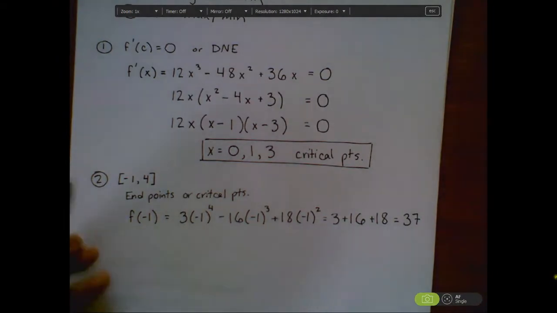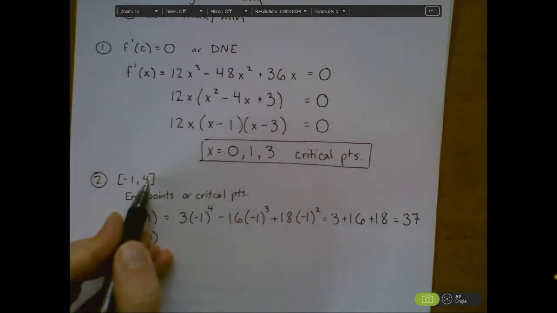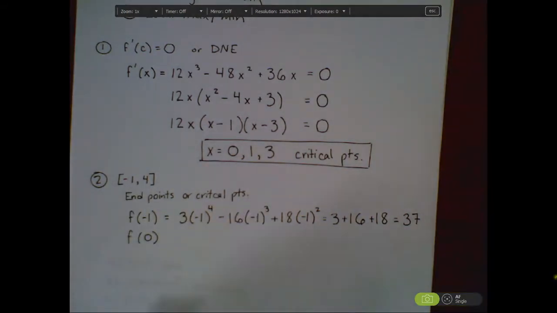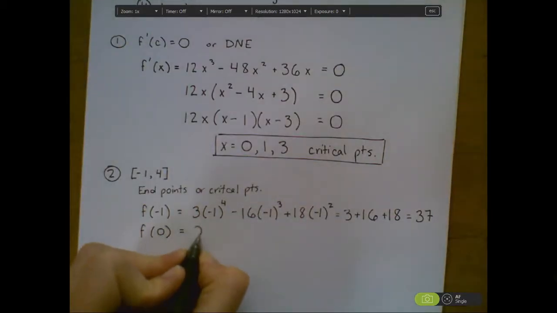And now let's do our next. I'm just going to go in value of x's. It doesn't matter what order I go in. I could do the endpoints first and the critical points next. But f of 0 is something easy. I can do it in my head. I can look at my original function. I see 0, 0, 0. So f of 0 is actually just equal to 0.